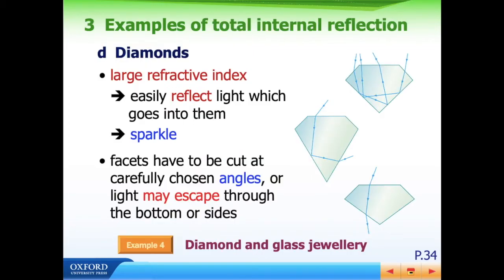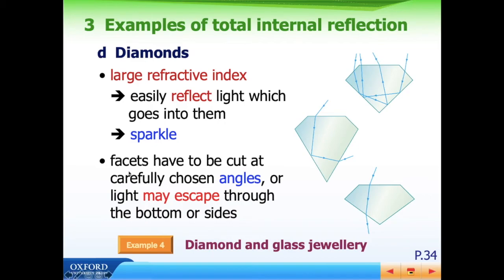Moving on to our fourth example of total internal reflection, and that is diamonds. Diamond has a large refractive index, therefore it easily reflects light which goes into it. Thus, it has a sparkling effect in how we see a diamond.